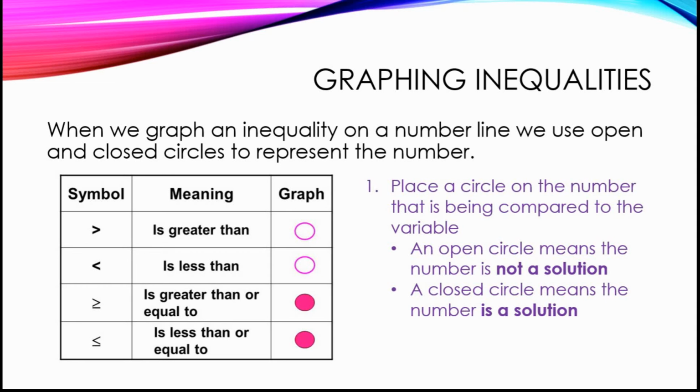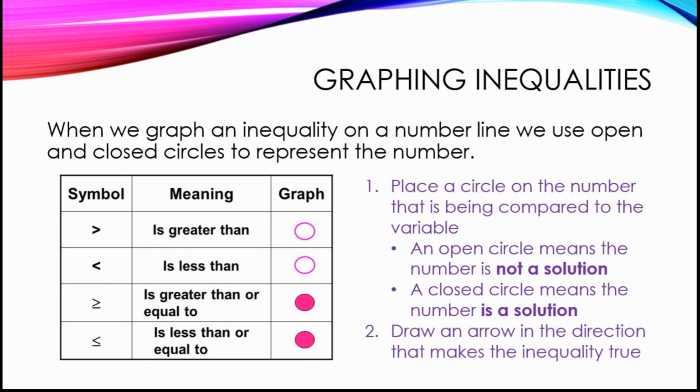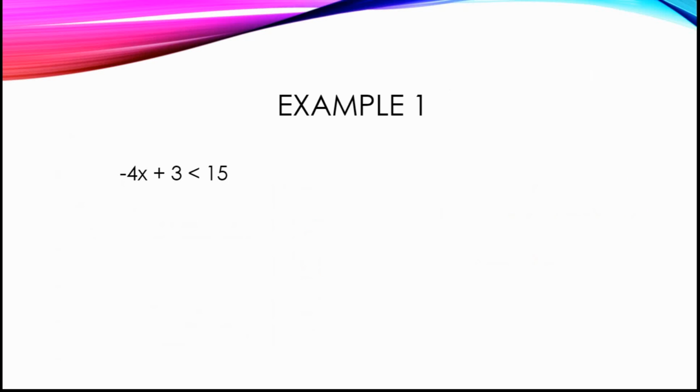So after we put our circle, we decide if it needs to be open or closed. The second thing we have to do is draw an arrow in the direction that makes the inequality true. So that'll just depend on what our statement is saying. We always want to make sure the arrow makes the statement true for the variable. So we're going to do a couple examples together before you guys get started practicing some on your own.